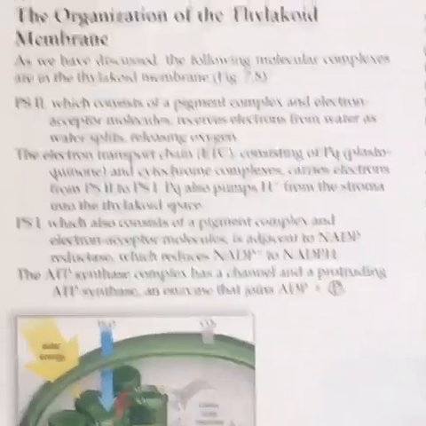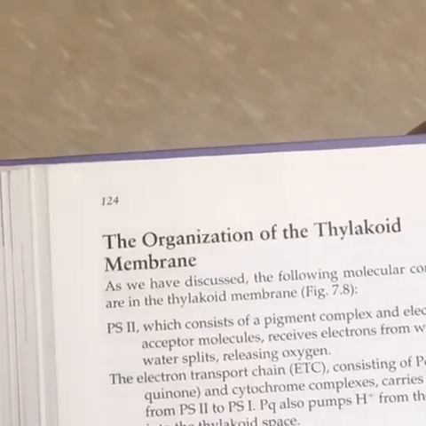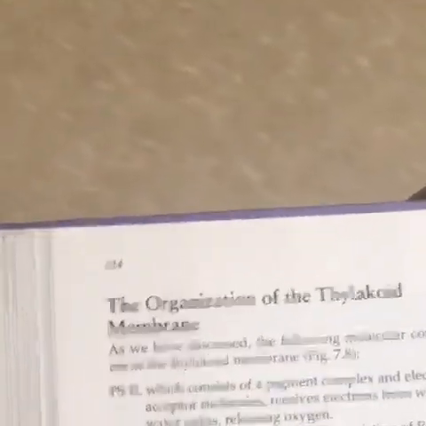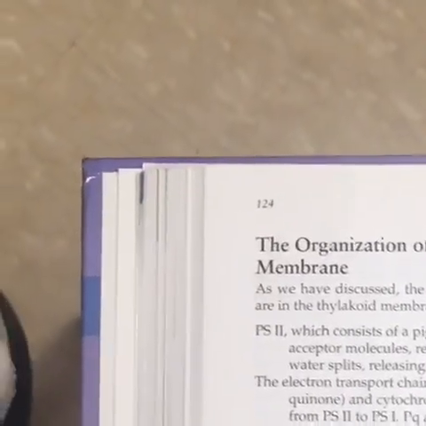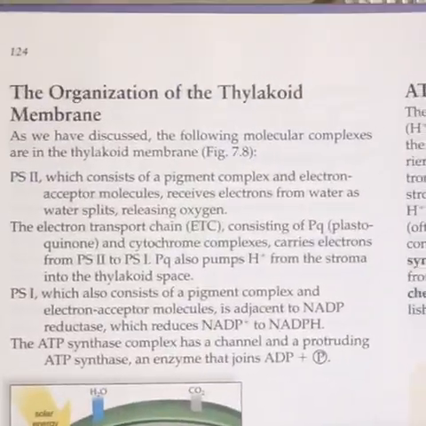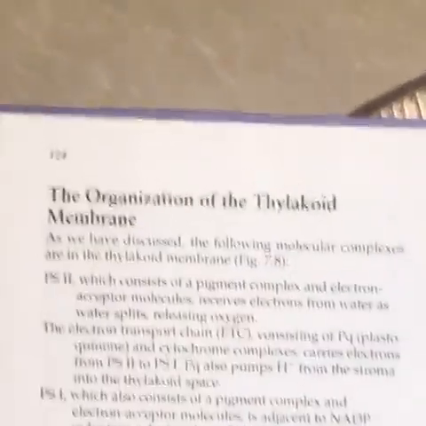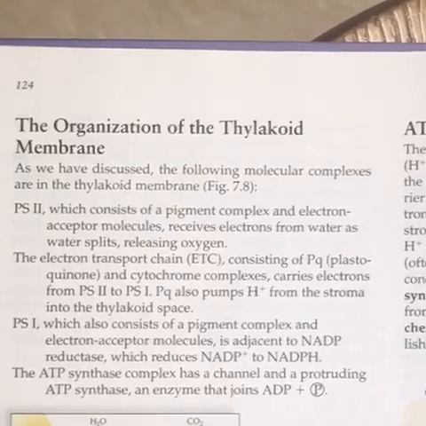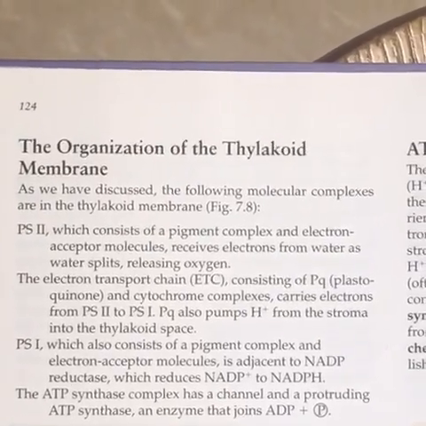PS2, which consists of a pigment complex and electron acceptor molecules, received electrons from water as water splits, releasing oxygen. The electron transport chain, consisting of plastoquinone and cytochrome complexes, carries electrons from PS2 to PS1. PQ also pumps hydrogen from the stroma into the thylakoid space.